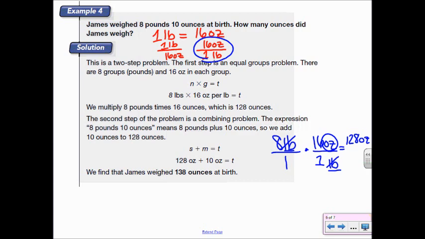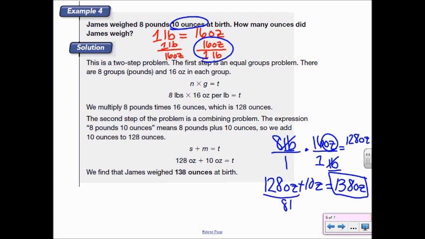But he also was 10 ounces on top of the 8 pounds. So now we have to take that 128 ounces and add on the extra 10 ounces. So he was 138 ounces at birth. So the 128 ounces is the 8 pounds, and then 10 ounces.